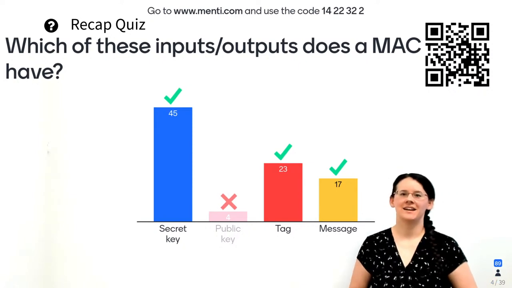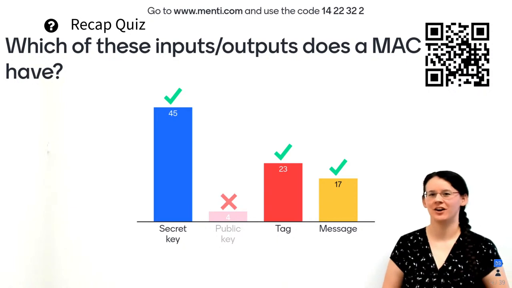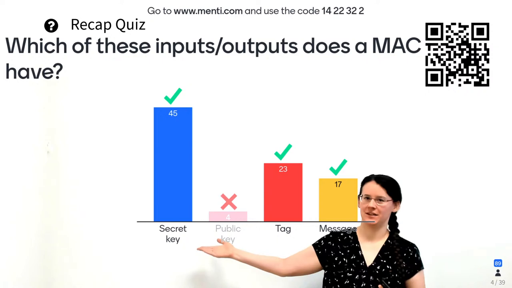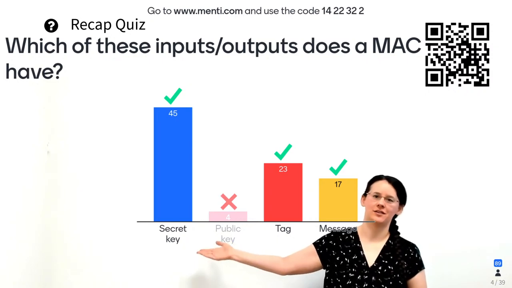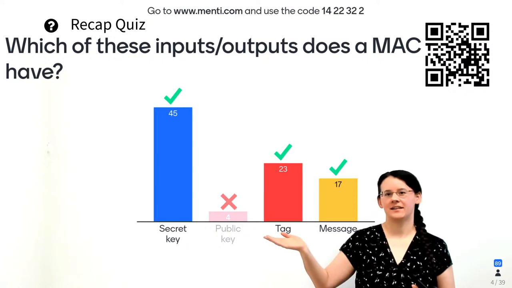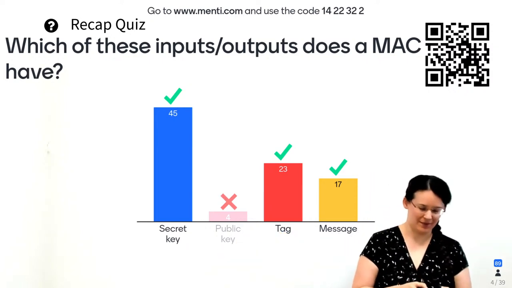So there we go. This time, finally, the good answers or the correct answers did a pretty good job. One of the correct answers, since we discussed it already, is the secret key, which you need on both ends, which you plug into the message. The message itself is also another input to the MAC scheme, whereas the tag is the output. No public keys are involved in case of a MAC.